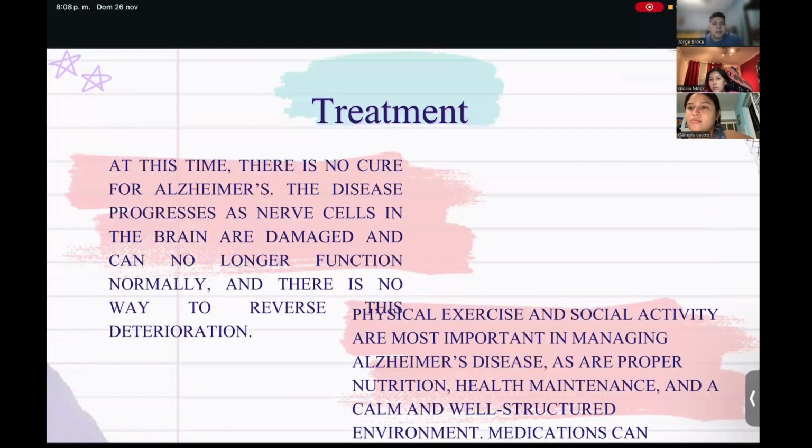The treatment. At this time, there is no cure for Alzheimer's. The disease progresses as nerve cells in the brain are damaged and can no longer function normally, and there is no way to reverse this deterioration. Physical exercise and social activity are most important in managing Alzheimer's disease, as are proper nutrition, health maintenance, and a calm and well-structured environment. Medication can sometimes help with cognitive and behavioral symptoms.